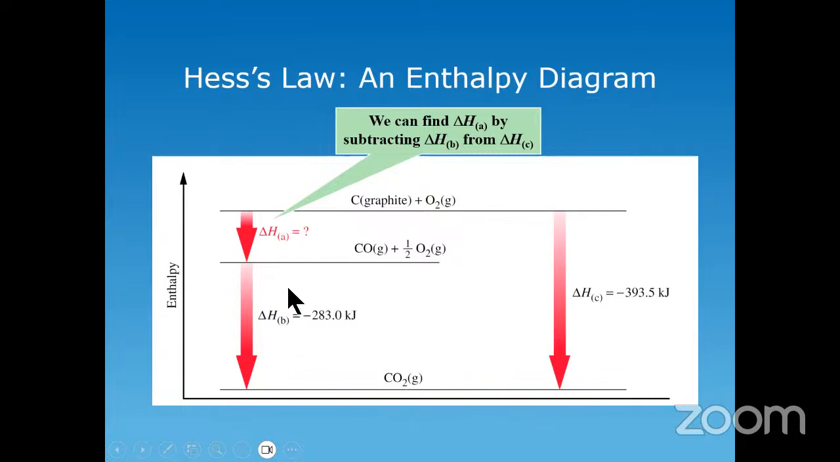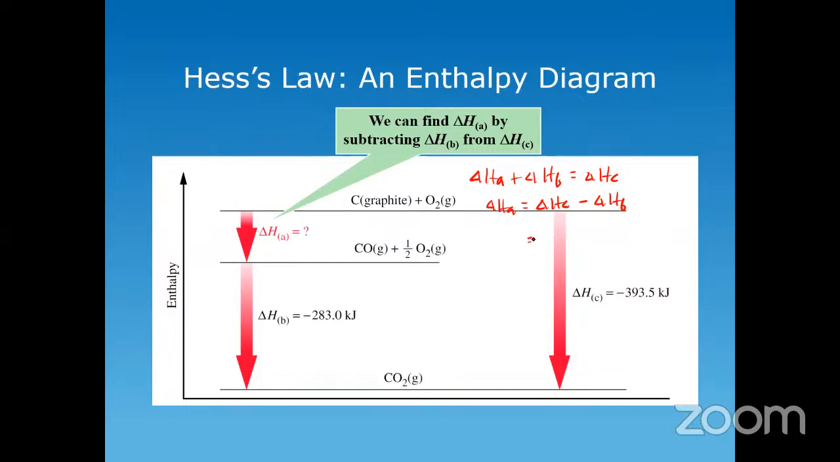So according to Hess's law, the enthalpy change here, plus the enthalpy change here, will be equal to the enthalpy change here, right? So basically, we can do a simple arithmetic type solution. We can say that delta HA plus delta HB is equal to delta HC. Therefore, to find delta HA, that would be equal to delta HC minus delta HB, all right? So all we have to do is put the values in.